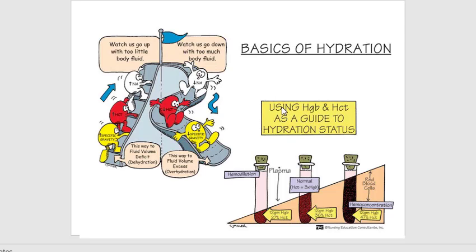So it says this here is using hemoglobin and hematocrit as a guide to hydration status. Okay, so here's another example like the drawing that I just did for you guys. As you are more diluted or overloaded with fluid, you have more fluid in this test tube than you do particles. And then here we've got normal, about half and half, and then here we have more particles and less fluid.